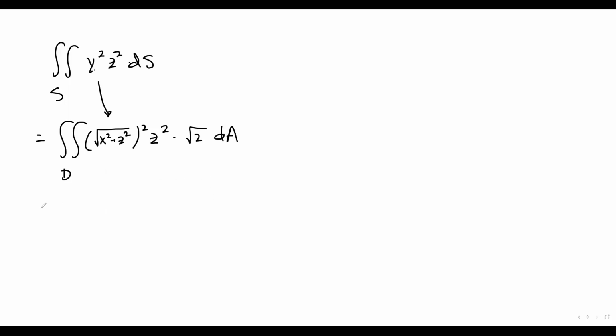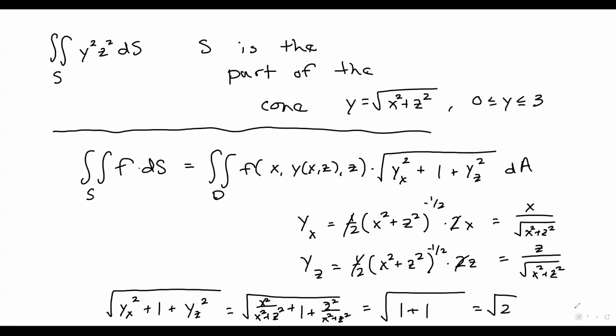Whew, all right. So what is this? This is x squared plus z squared times z squared dA. And we can move the root 2 inside here. And so what we need to do next is figure out what are our bounds of integration and our order of integration. To do that, we need to know what the x and z values are, we need to know what we're integrating across. Like what is our surface? What does our surface look like here?